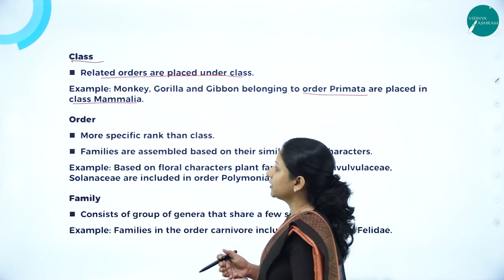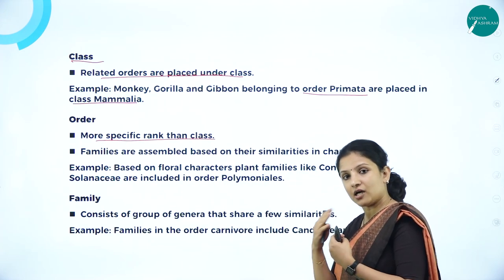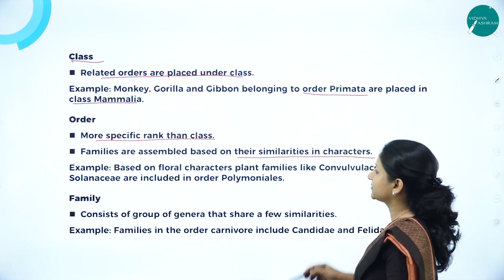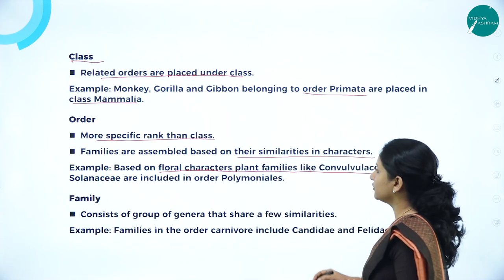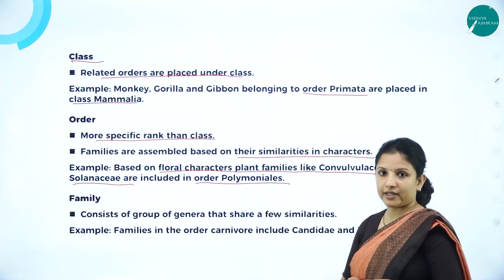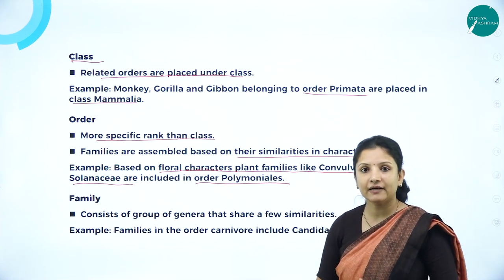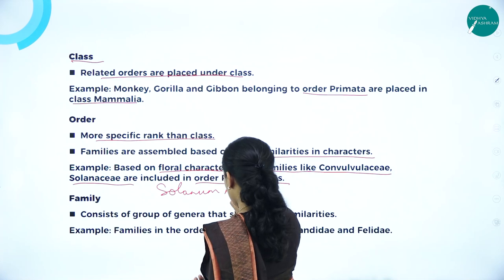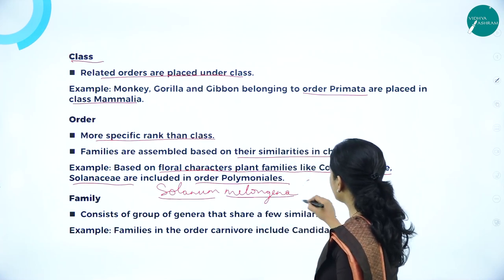Next, moving on to order. Order is a more specific rank than class. It is a lower classification than the class. Here families are assembled based on their similarities in characteristics. For example, based on floral characters, plant families like Convolvulaceae and Solanaceae are included under order Polymoniales. So order Polymoniales is a group of plant species wherein the flowers are similar. Say for example, under Solanaceae, we have Solanum nigrum. If I take the example of Solanum melongena, for you to remember easily, Solanum melongena is nothing but brinjal.